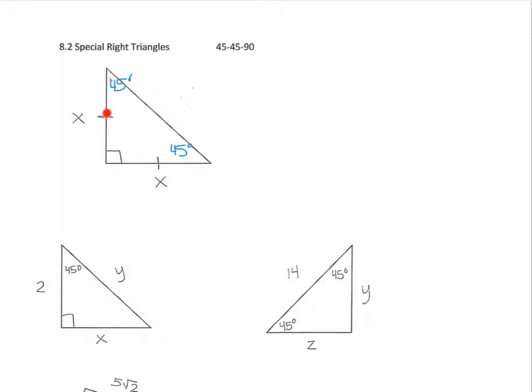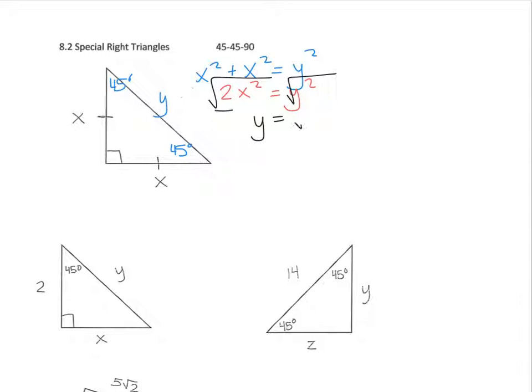So if this is X and this is X, to find the hypotenuse, we do the Pythagorean theorem. So x squared plus x squared equals, we'll call this y squared. So 2x squared equals y squared. And then we're going to take the root of both of them. So it's y equals the square root of 2 times x. So this side is x root 2.